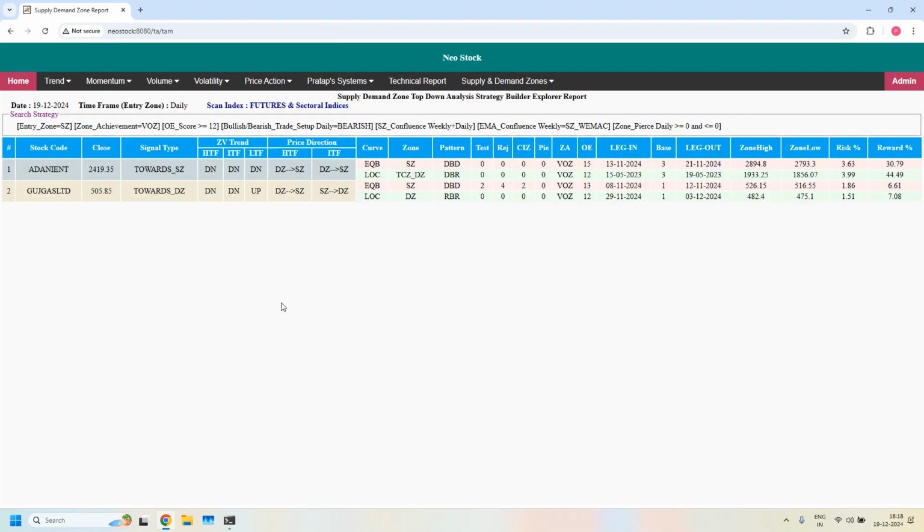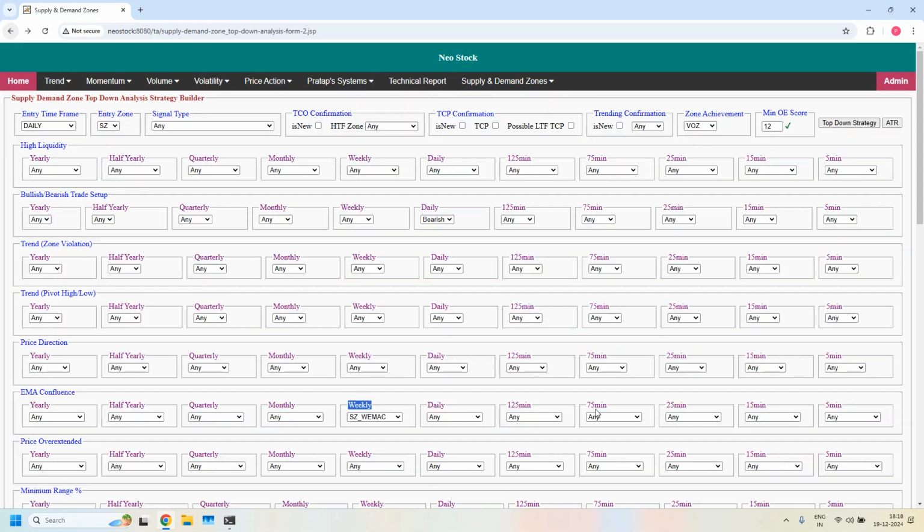Let's verify. Both the stocks are filtered. That means these 2 are even more high probability trade setup supported stocks. Next, let us look for LTF, ITF, HTF supply zone confluence among these 2 stocks.